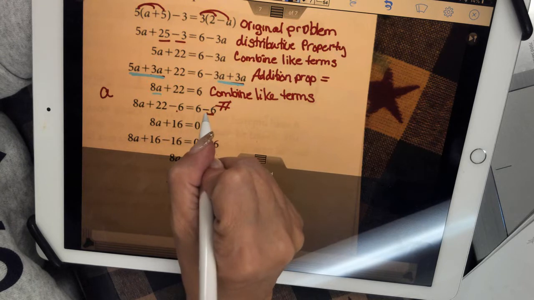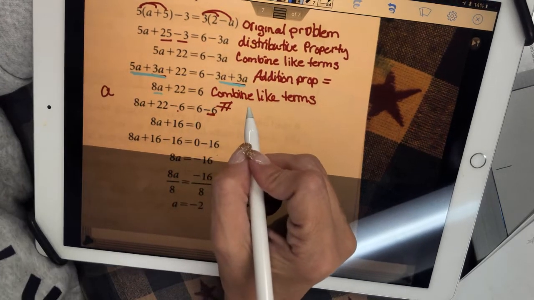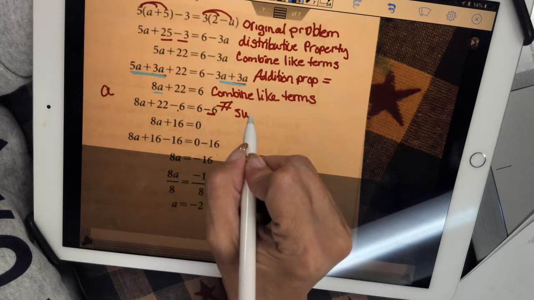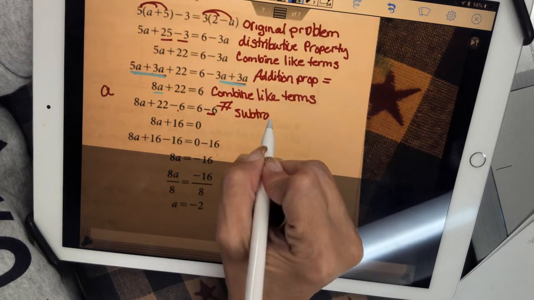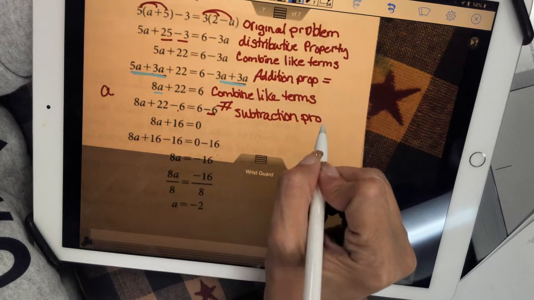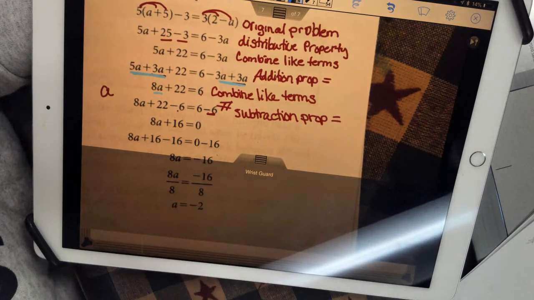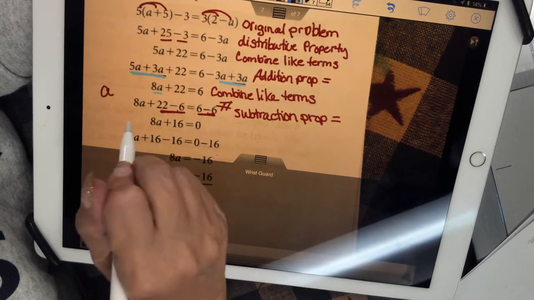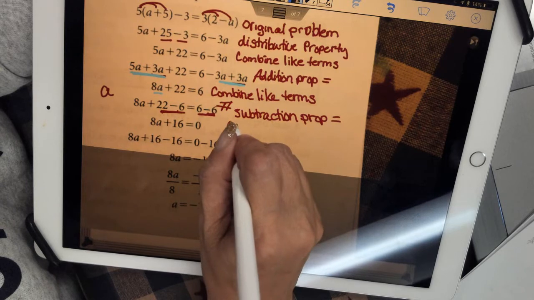So when we subtract right here, we're going to do subtraction property of equality. So now when we put this together and this together, we're going to say combine like terms.